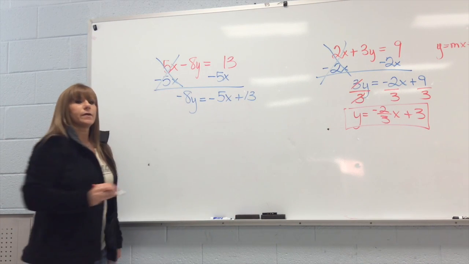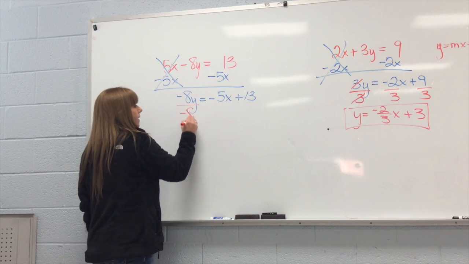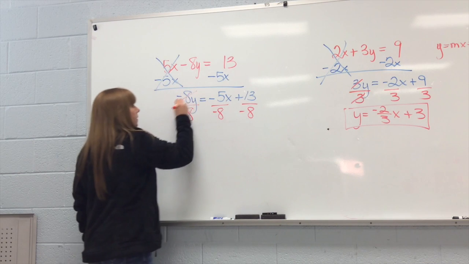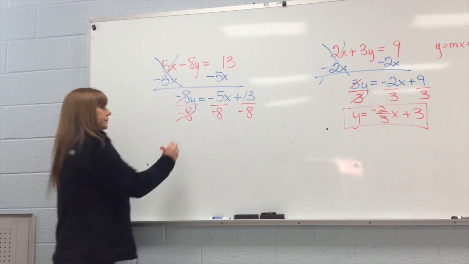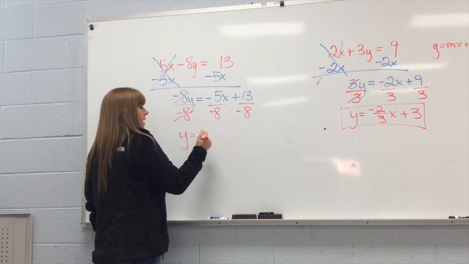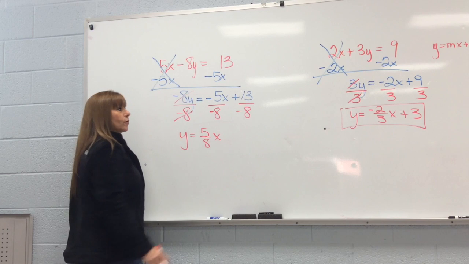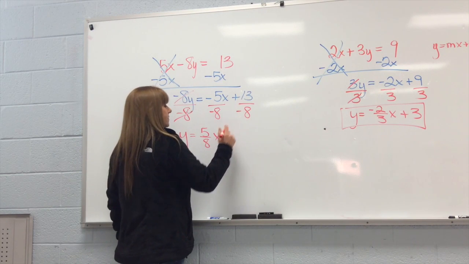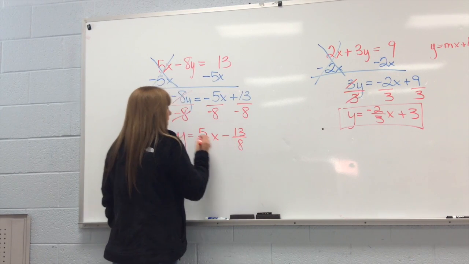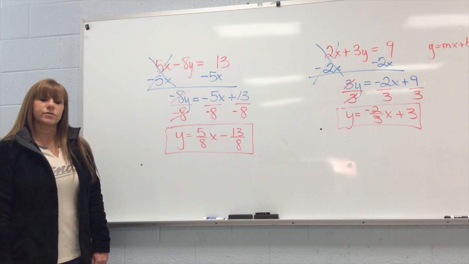I don't want a negative 8y, I just want y. So I'm going to divide by whatever is in front of y. Every term gets divided by it. The 8's cancel. A negative divided by a negative is a positive. We're going to leave our slope in fraction form. This is a positive divided by a negative. Since 13 is not divisible by 8, I'm just going to write it as 13/8.